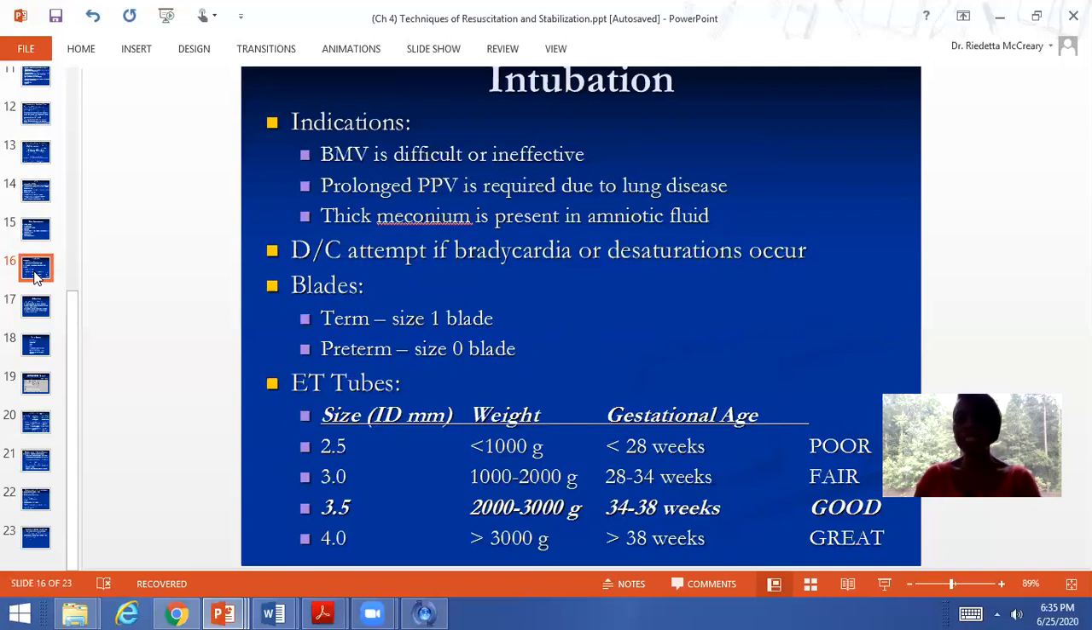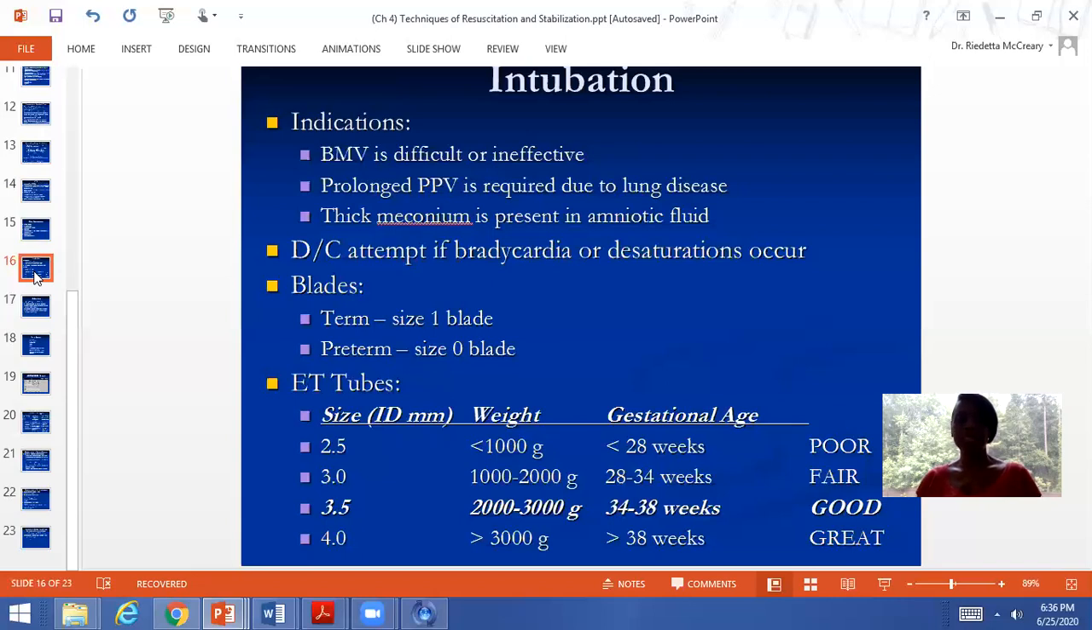So if we're attempting to intubate and the baby starts to experience bradycardia, their heart rate is starting to drop, or their saturations start to drop, they're desatting, then we would stop the attempt at that moment, let the baby recover, and then attempt our intubation again.